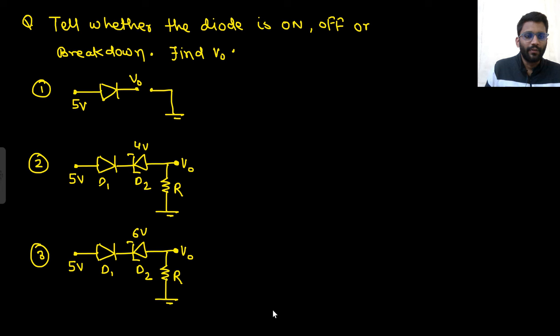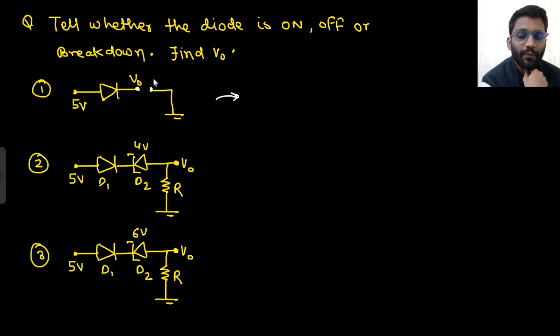So let's take this question. This is an open circuit here, right? 5 volt is connected here. In what region do you think the diode is working? What is the value of V naught? First tell me, can you comment on the value of V naught? You can't. You might say 0 volt will be here.